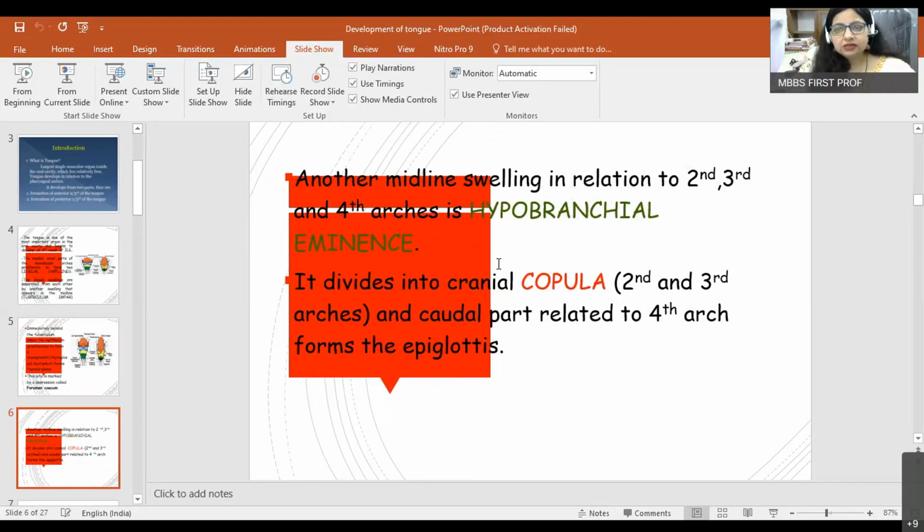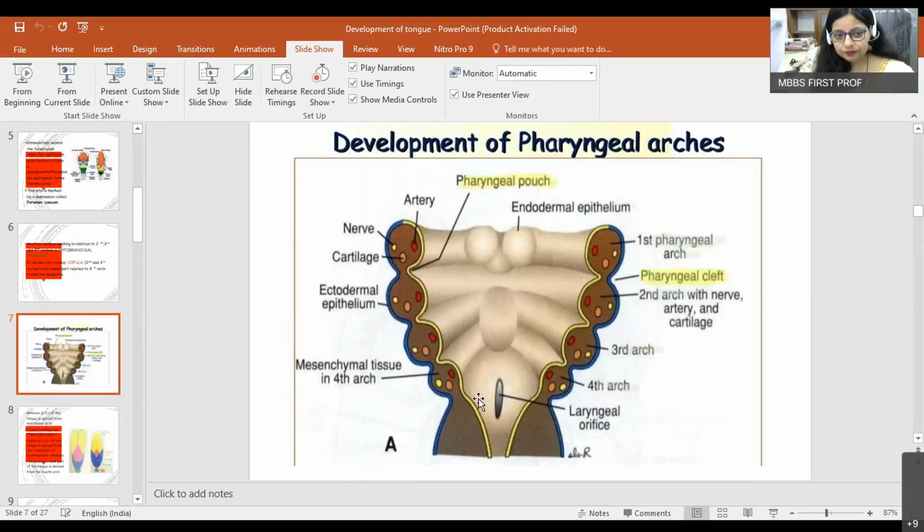So this is a similar slide telling you about the hypobranchial eminence that is formed from the second, third, and fourth arches, and it divides into a cranial and a caudal part. The cranial part is known as the copula, and the caudal part is the epiglottis. This again shows you the pharyngeal arches and the medial structures, that is the two lingual swellings and the tuberculum impar in relation to the first arch, and the hypobranchial eminence in relation to the second, third, and fourth arches.